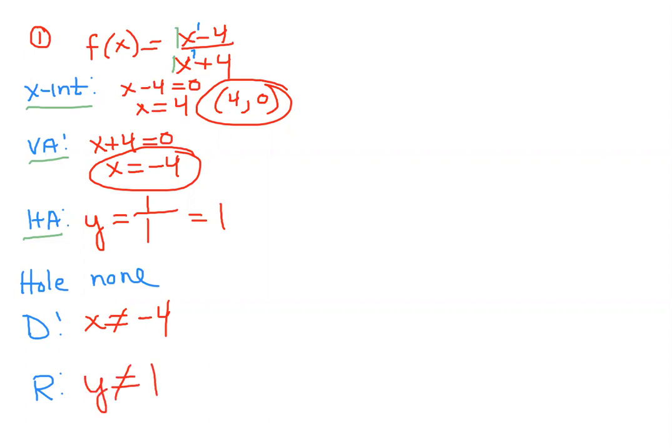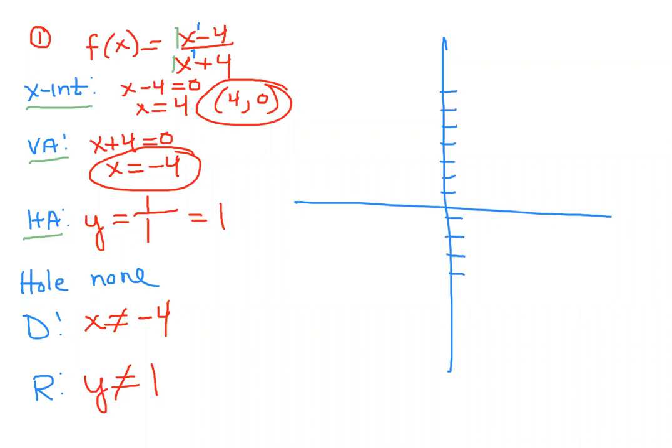And we can go ahead and graph it. Okay, start with the asymptotes. X equals -4, 1, 2, 3, 4. And horizontal, y equals 1. So it looks like that.